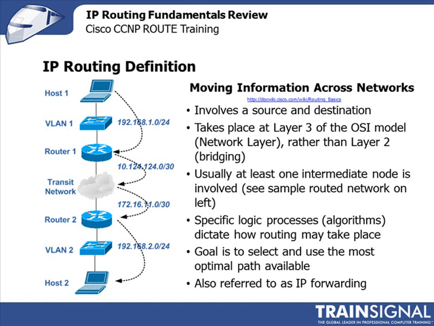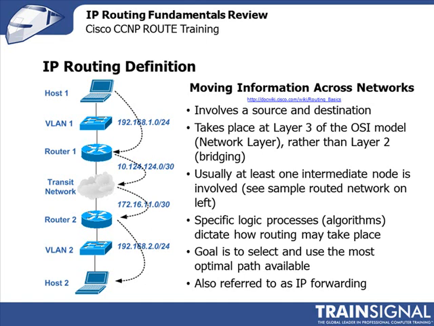Usually there's some kind of an intermediate node involved. For instance, you can see in the diagram to the left, host 1 sending traffic to host 2. It passes through a switch on a specific VLAN. It then goes to one router interface. It's then transmitted across some sort of transit network. It could be the internet. It could be a corporate network. Then it arrives at a router on the other side, a different VLAN, and then it ends up on host 2. So there's usually several devices involved with IP routing.